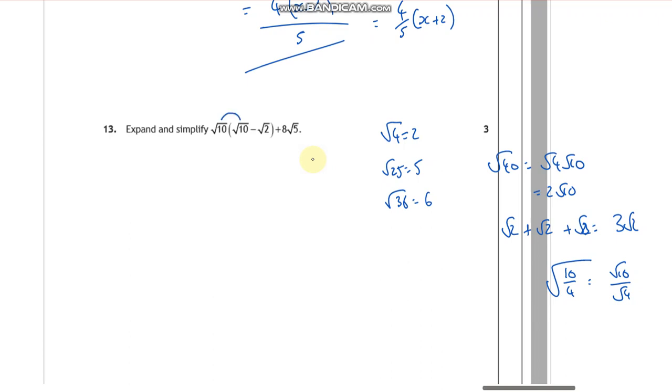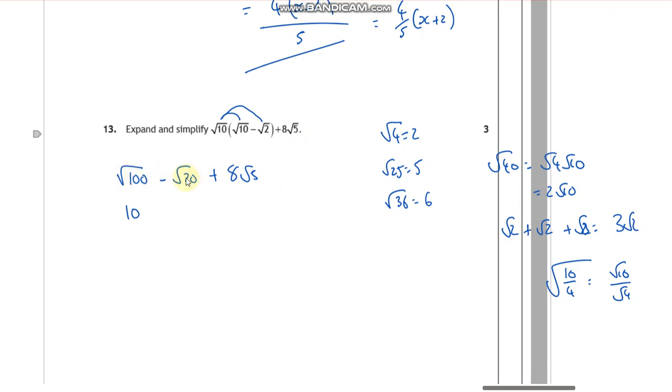First thing, we're going to multiply our bracket out. So don't be confused. Root 10 times root 10, that's just root 100. Take away root 20, and to that I'm going to add on 8 root 5. So just multiply my bracket out. Nice. Then I can simplify that. That's going to be 10.